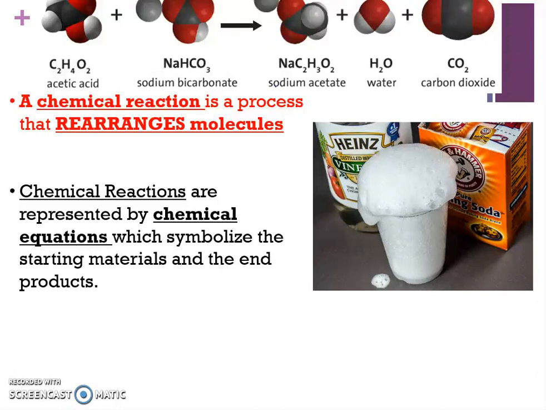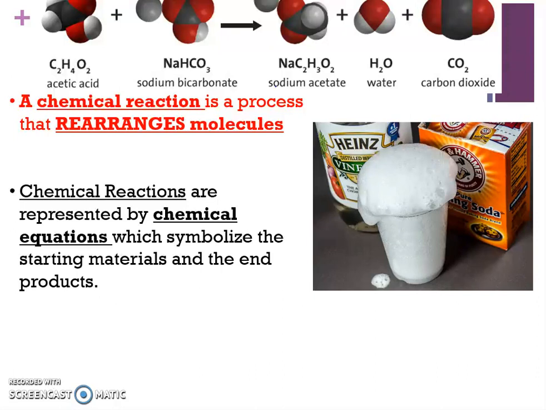So a chemical reaction is a process that rearranges molecules. At the top, we have what is known as a chemical equation, which symbolizes the starting materials and the end products when these molecules react. In the picture, you probably see something that maybe you've done in middle school and something that we're probably going to do when I get back.